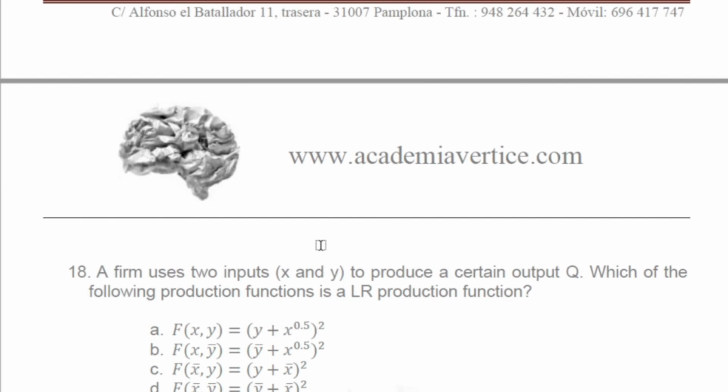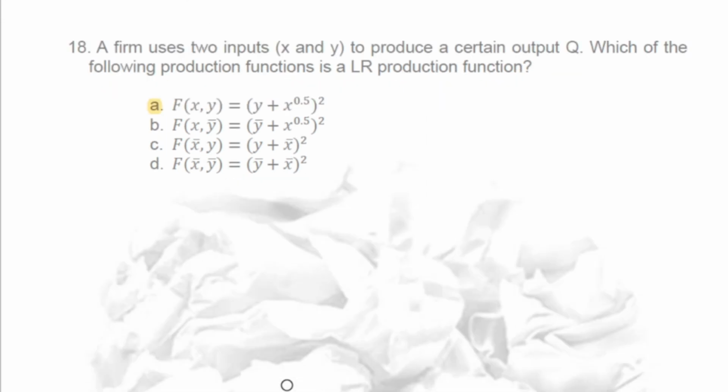Okay, now 18. A firm uses two inputs X and Y to produce a certain output Q. Which of the following production functions is a long-run production function? Okay, this should be a very easy question, yeah? Because if we use two inputs X and Y, and in B, C, and D, at least I fix one of them. I remind you that with this bar, we are fixing the use of X or Y. Then the only production function where we have two input variables is the first one. Yeah. So I think it's very easy.